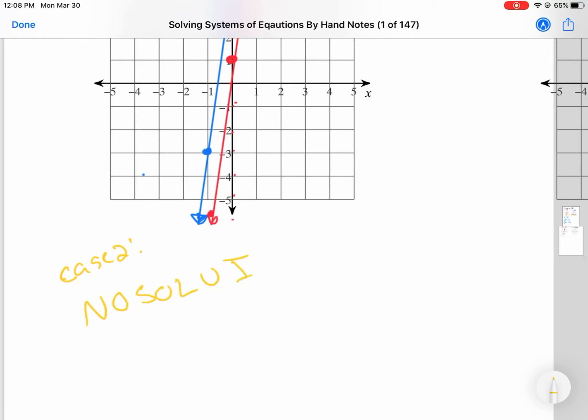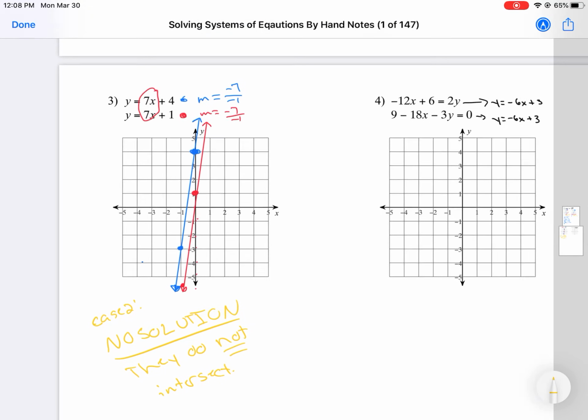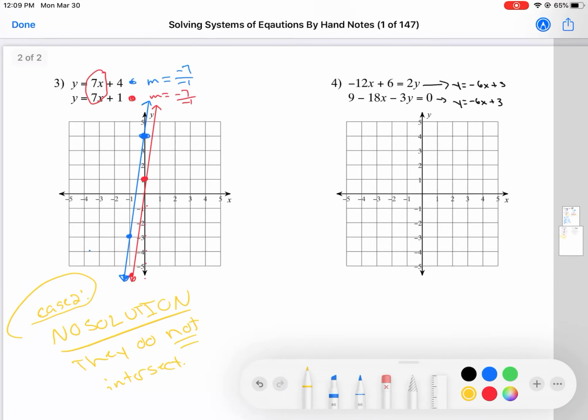We have no solution. So when you have two lines that don't intersect, that is no solution. They do not intersect. So this is why we have no solution. We have two parallel lines that don't intersect, so no solution. And that is case 2. Now we're going to take a look at our third case.